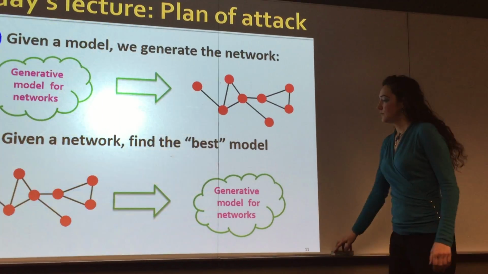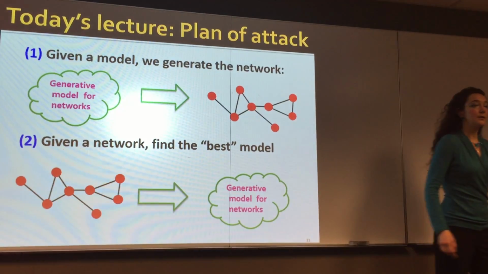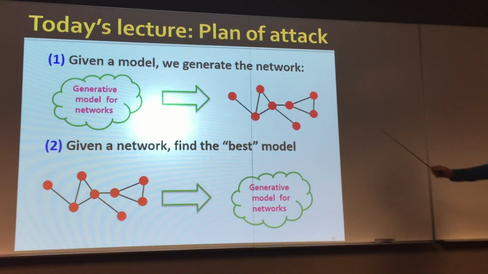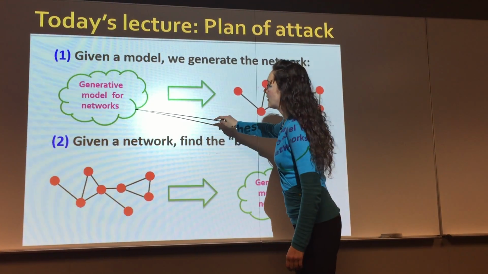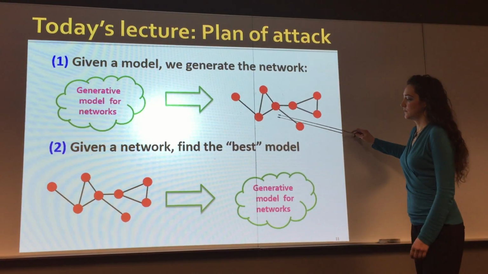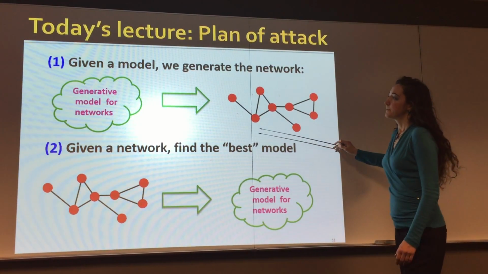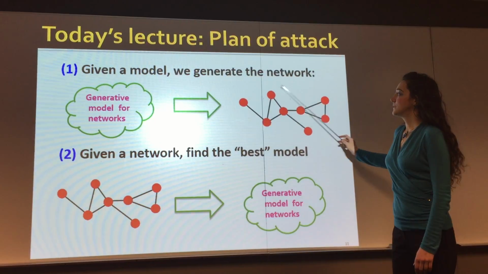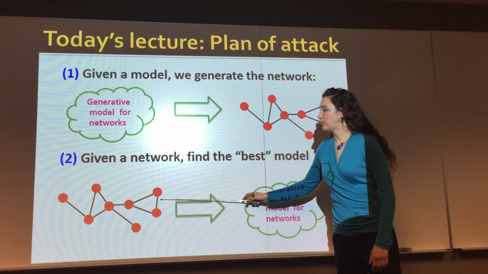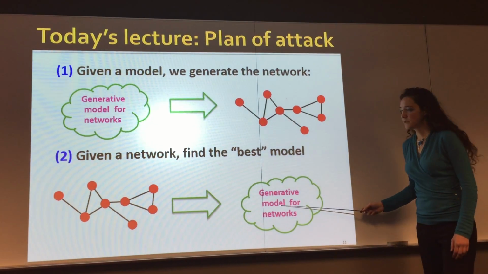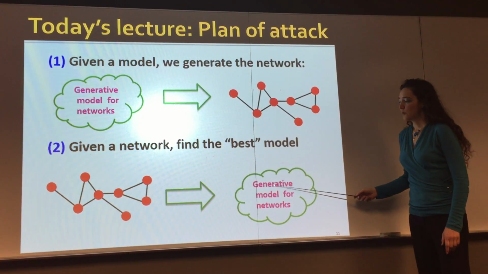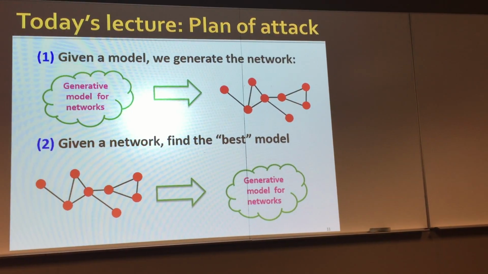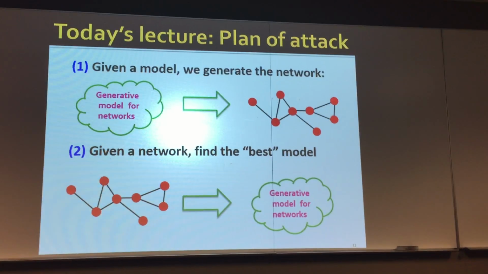So what we would like to do is, given a network model, we can generate the network from that model, or we could do the other way around. So given a model, we generate the network from that model, or we can take the network and try to find the model that best fits this network. So what is the best model that will correspond to this network and is able to generate this network?